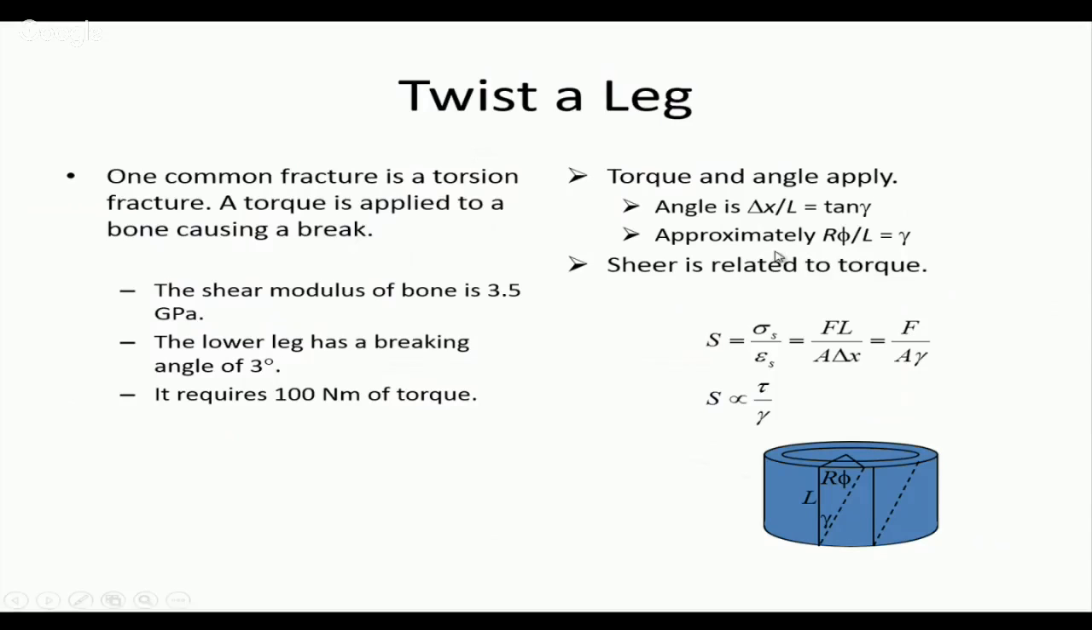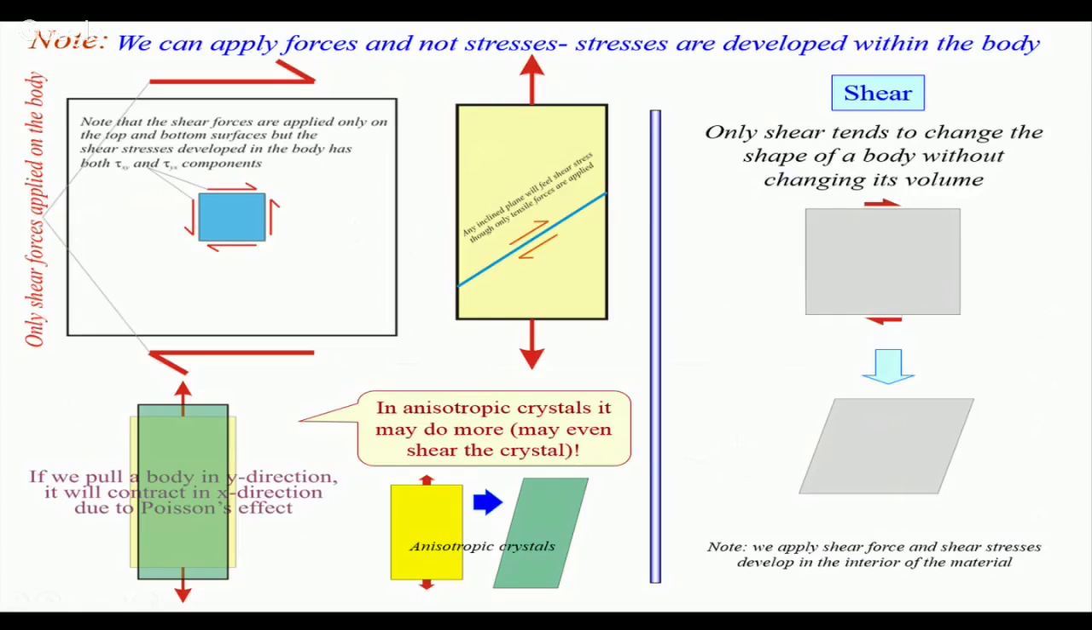Now let us see what happens when there is some torque applied to a specimen. Here also you can see that it is accompanied by some shearing strain. Shearing strain is angular deformation due to shear forces. So we can summarize a few things here. Very important: we can apply forces, not stresses. Stresses are developed within the body.